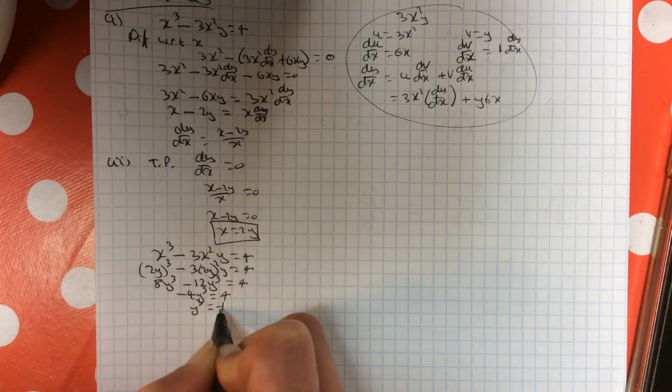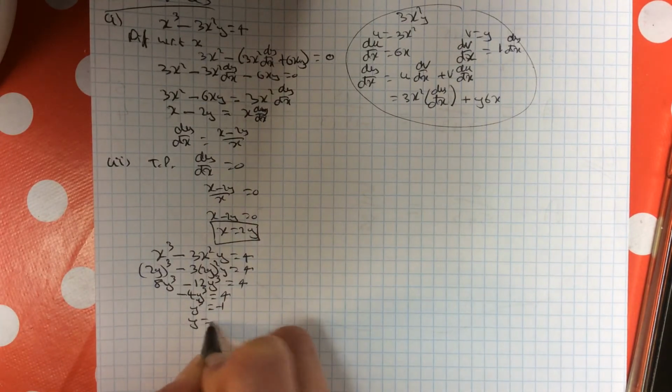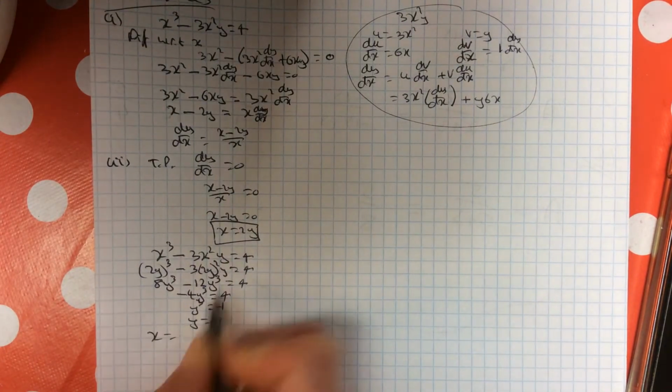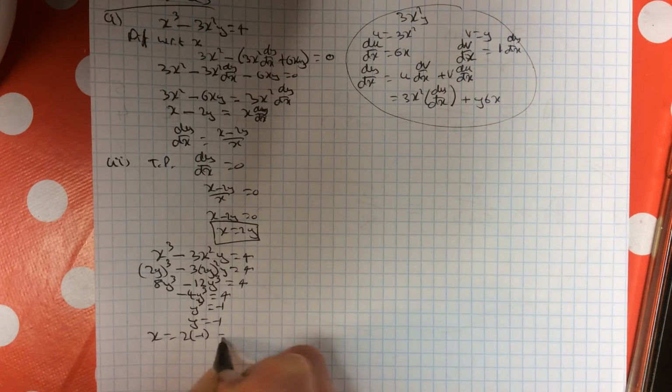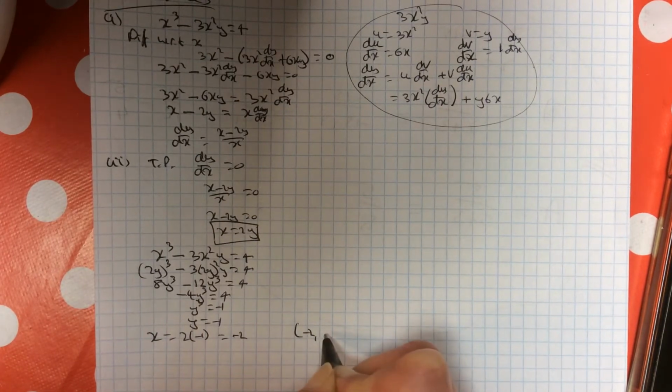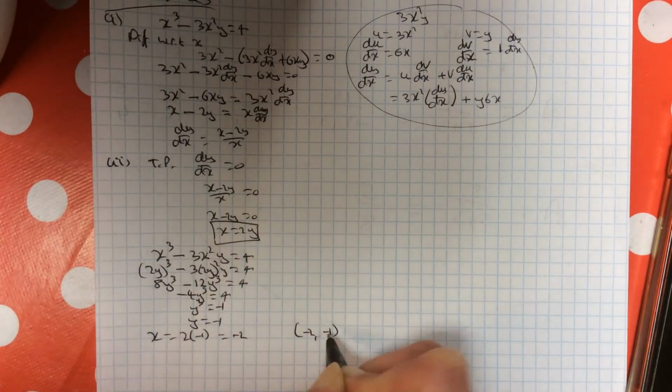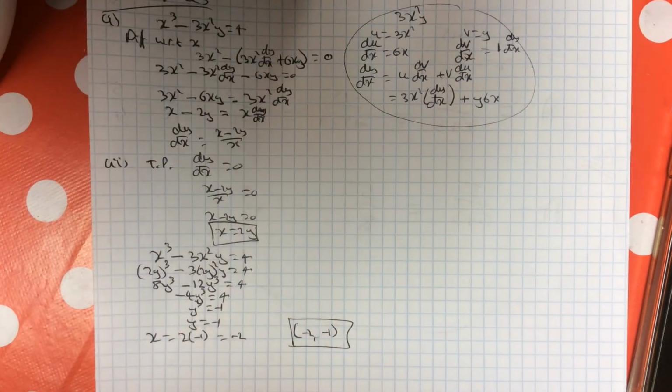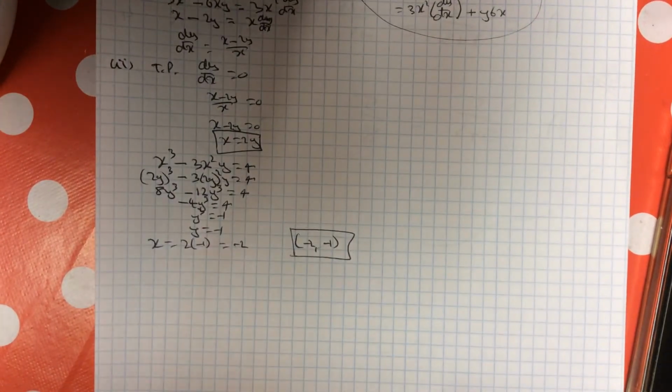So y cubed is minus 1. So y is minus 1. And x is 2 times y. So x is minus 2. So I've got my point. So x is minus 2 and y is minus 1. The question also asked you for the nature of it.